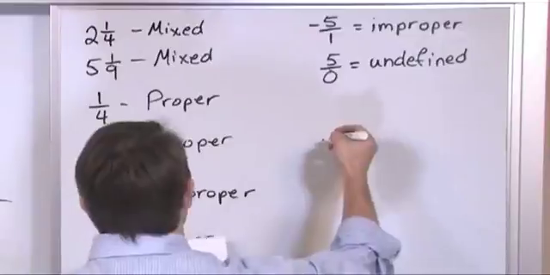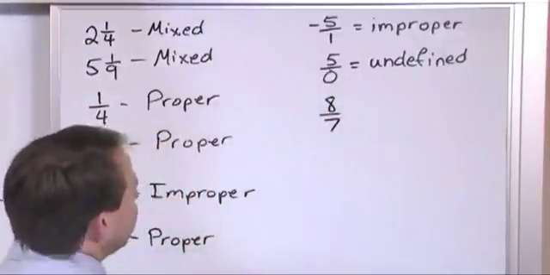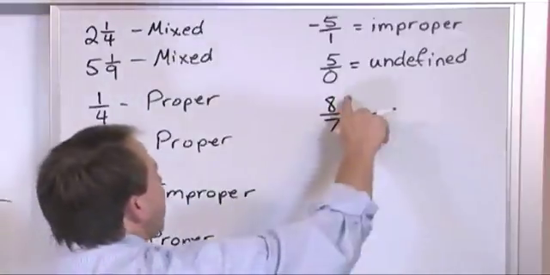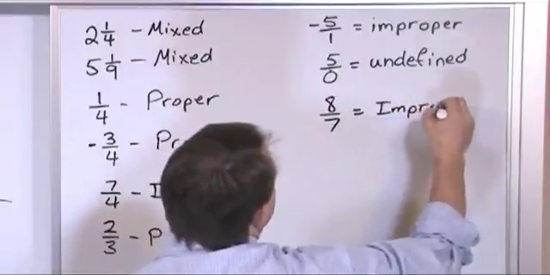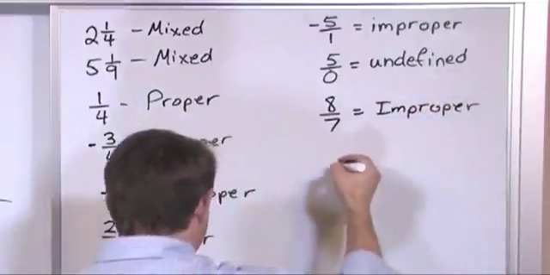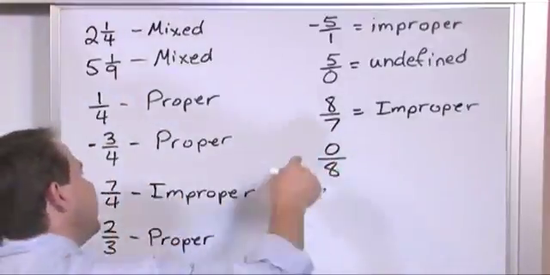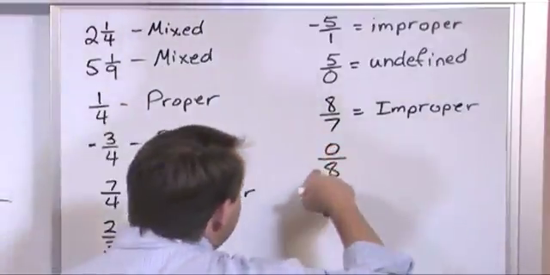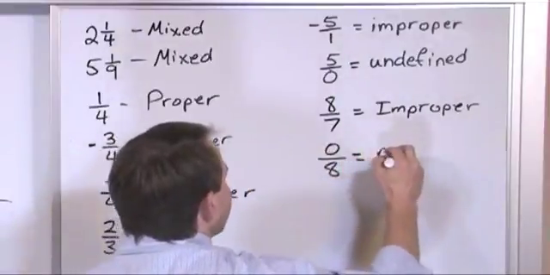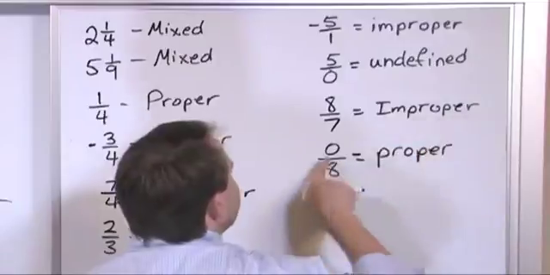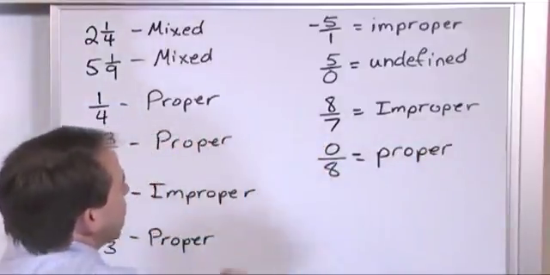All right, so let's say we have the fraction 8/7, or 8 divided by 7 is another way to think of it. Well, that's improper, because you have a bigger number on top. And what about 0 divided by 8? If a 0 is on the top, that's okay, because if you take 0 and divide by 8, you're just going to get 0. So that's something your calculator can do.